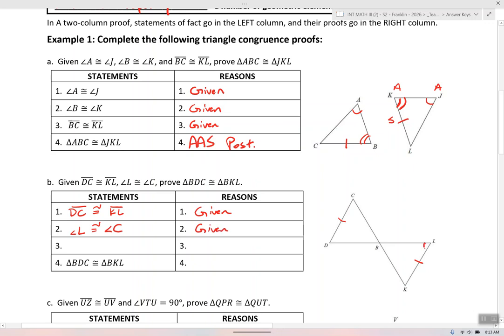So L and C. Now, this is obviously not enough information, but we can know this and this. These angles are congruent. So we can say that angle CBD is congruent to angle LBK because of the vertical angle postulate. We know that those are vertical angles. Right, so we know that. And then again, we can use the angle side postulate.